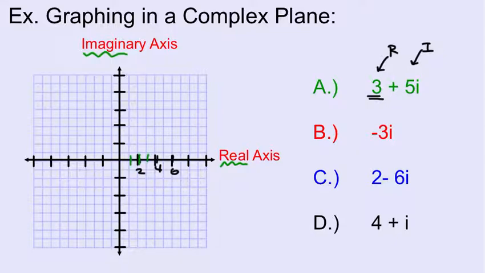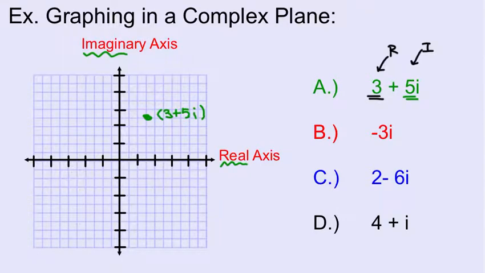And then, on the imaginary axis, we're going to go up 5. So 1, 2, 3, 4, 5. These will look like points. Just a single point. So your point then is 3 plus 5i. Let's go ahead and erase that.